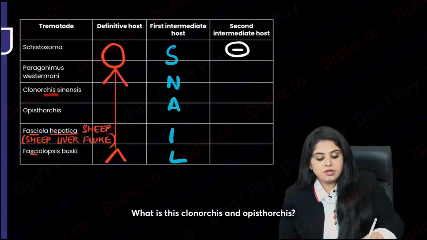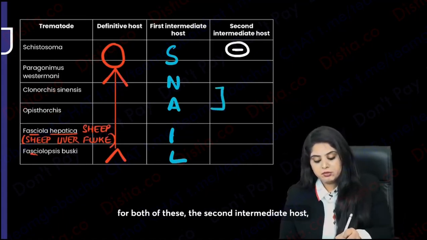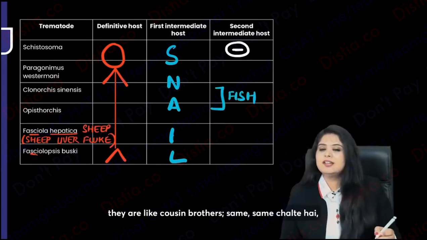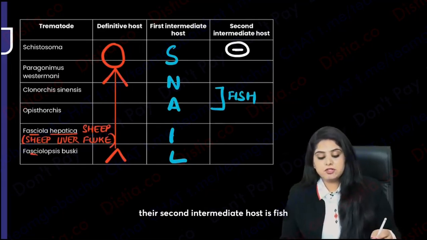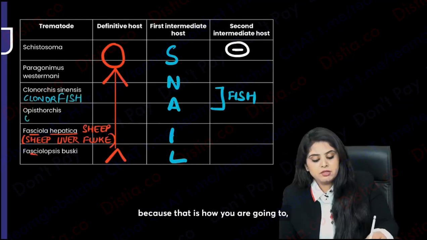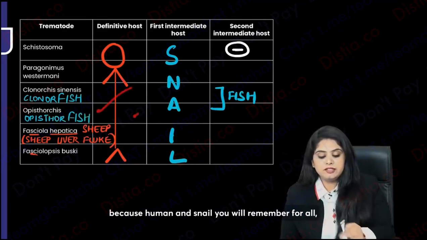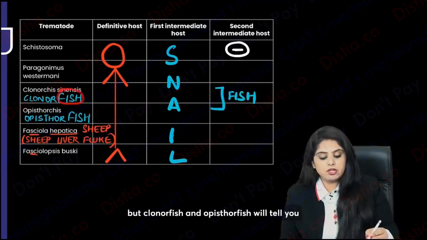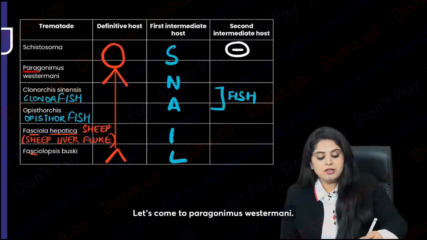What is this? Clonorchis and Opisthorchis. From today onwards, please remember for both of these, the second intermediate host, they're like cousin brothers. For both of them, the second intermediate host is fish, and from today onwards, you will learn these as Clonorfish and Opisthorfish, because that is how you will remember their host, because human and snail you will remember for all, but Clonorfish and Opisthorfish will tell you the second intermediate host. Let's come to Paragonimus westermani.